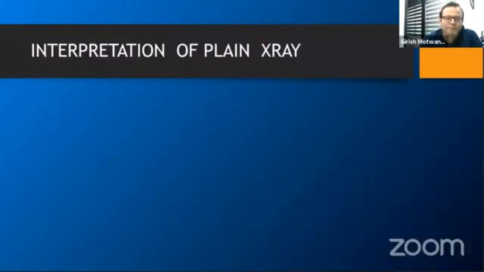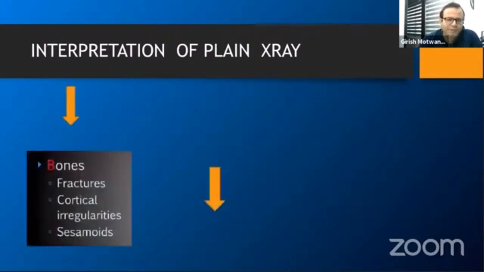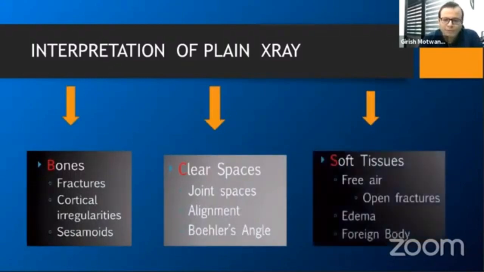Now, how we interpret a plain X-ray is the main part of my presentation. On the plain X-ray, we need to look for the bones, the clear spaces, and the soft tissue problems. In the bone, we need to see fractures and cortical irregularities, and we should not forget to look for the sesamoid bones, which are the accessory bones in the foot. The clear spaces we will discuss in the later part of my presentation.